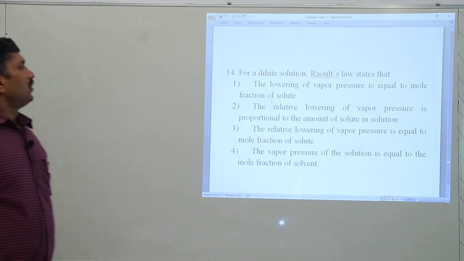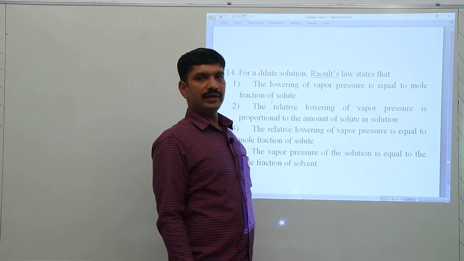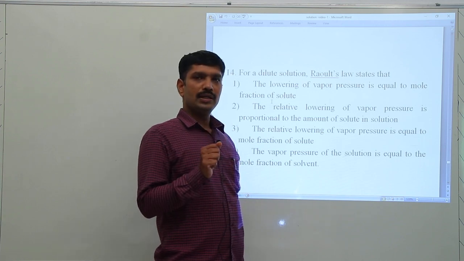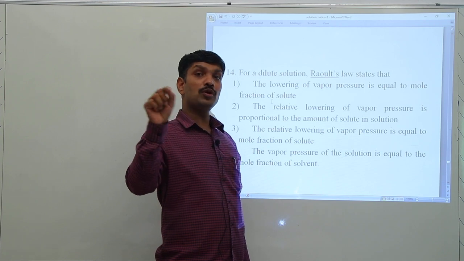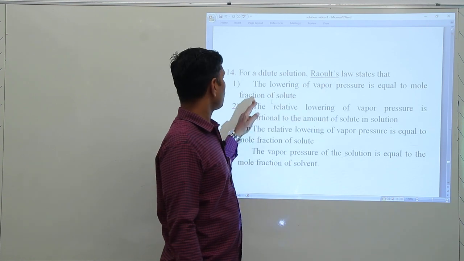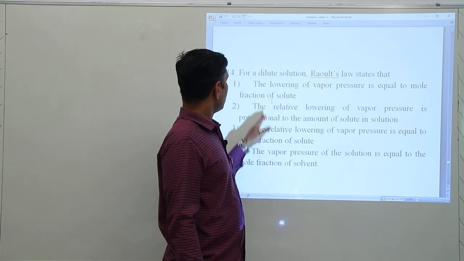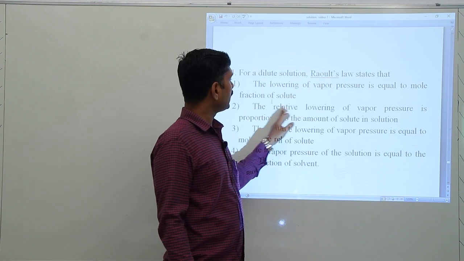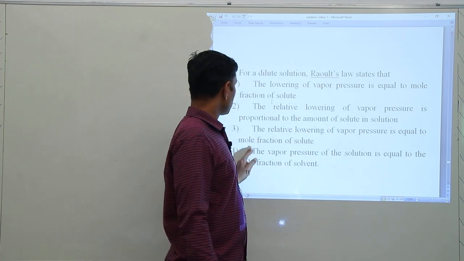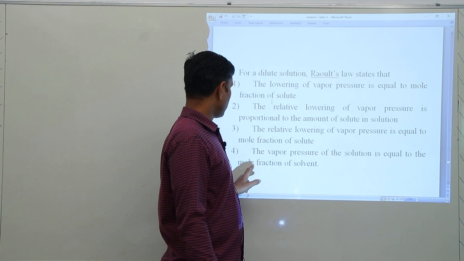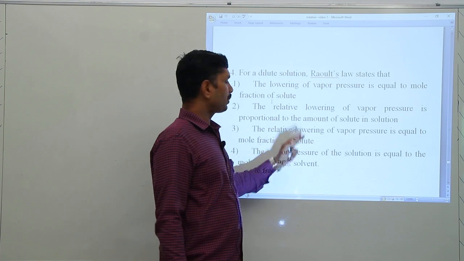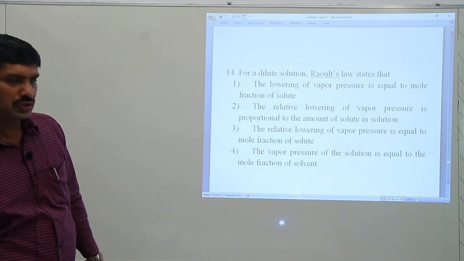Next question, for a dilute solution, Raoult's law states that the relative lowering of vapor pressure produced by dissolving a non-volatile solute is equal to the mole fraction of the solute. It's a statement. So the correct statement: lowering of vapor pressure is equal to the mole fraction of solute, proportional to the amount of solute in the solution. Vapor pressure of the solution is equal to the mole fraction of the solvent. So option third, the relative lowering of vapor pressure is equal to the mole fraction of the solute. It's a statement of Raoult's law.